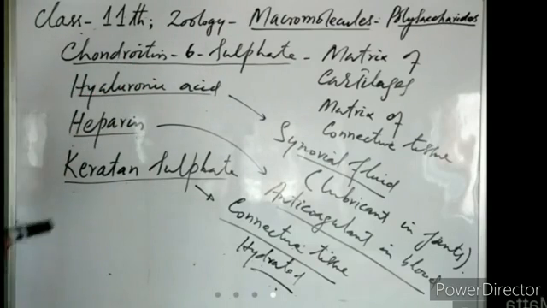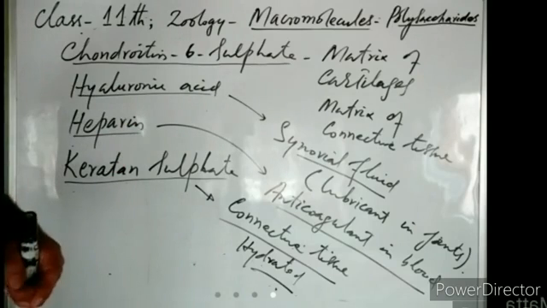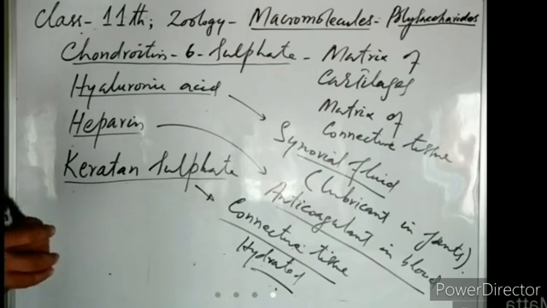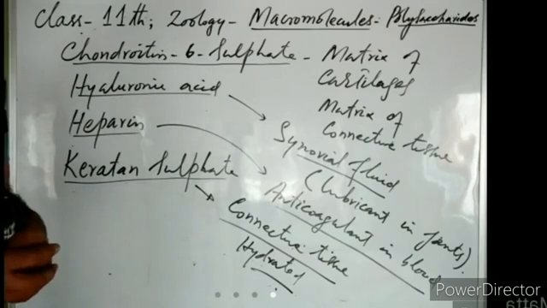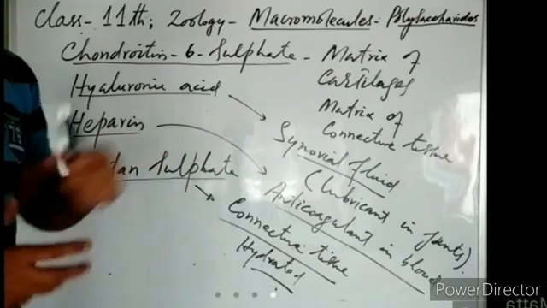So these are some mucopolysaccharides which are found in various body tissues. Their main function is to retain water. They retain water in the body tissues and keep them hydrated. And some of them also act as lubricants, for example, hyaluronic acid in synovial fluid.